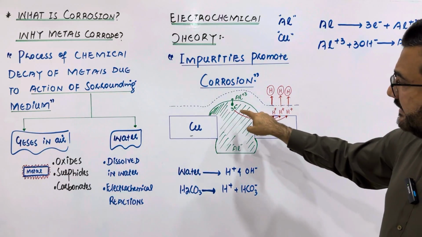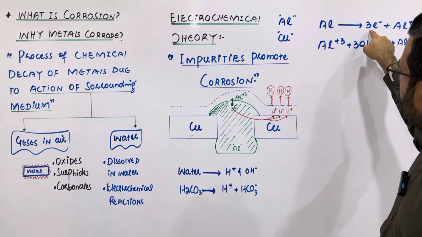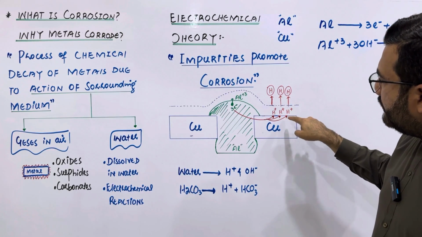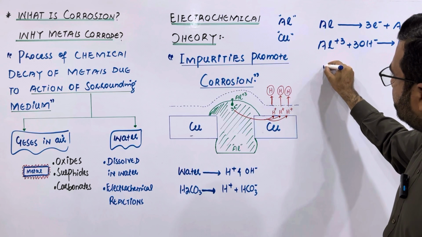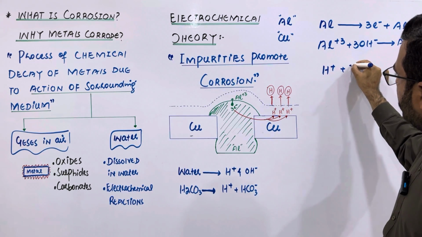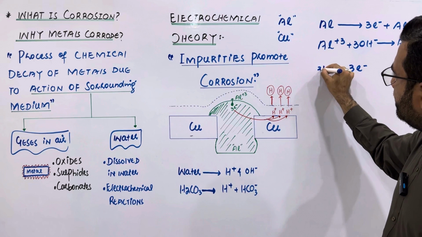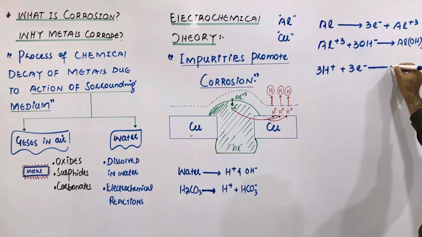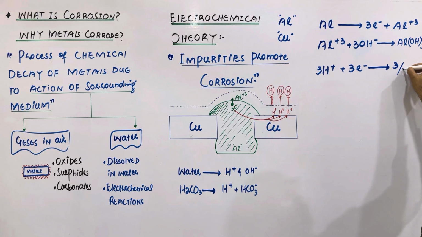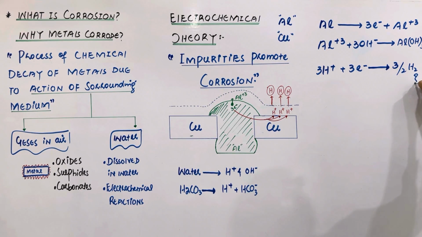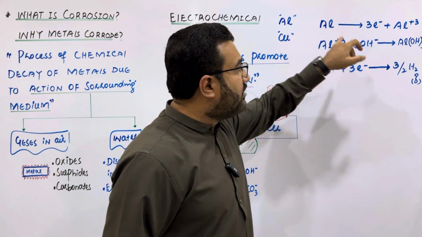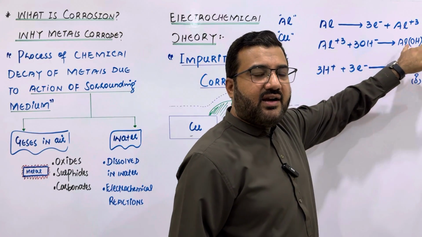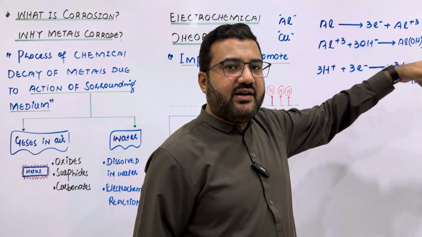On the other hand, the three electrons which are lost by the aluminium travel to copper, and on the surface of the copper there will be hydrogen ions. These hydrogen ions gain these three electrons and obviously are changed to hydrogen gas. So finally, aluminium will be oxidized, dissolved in the form of aluminium hydroxide, and it will get corroded; its chemical decay will start.